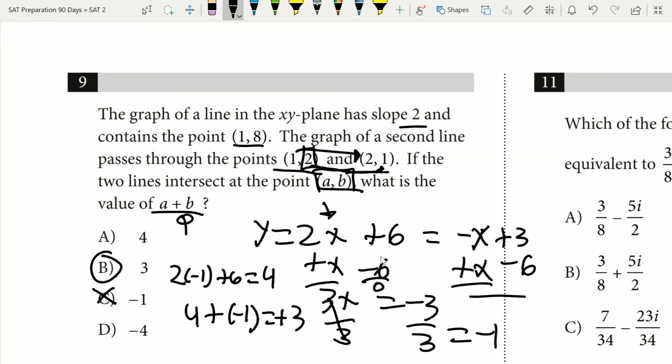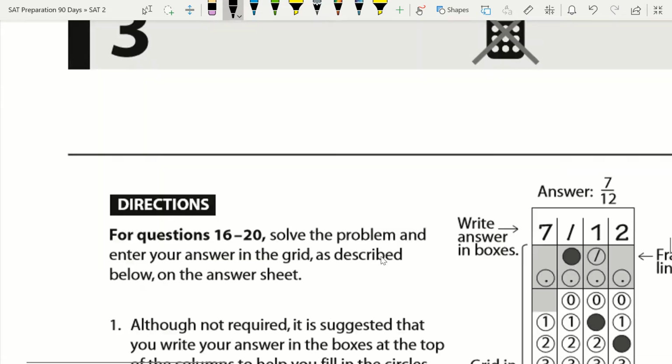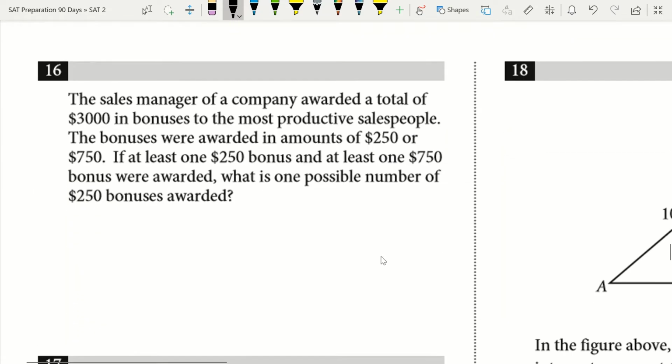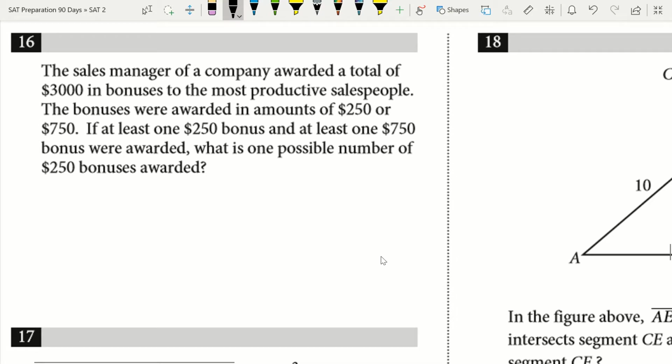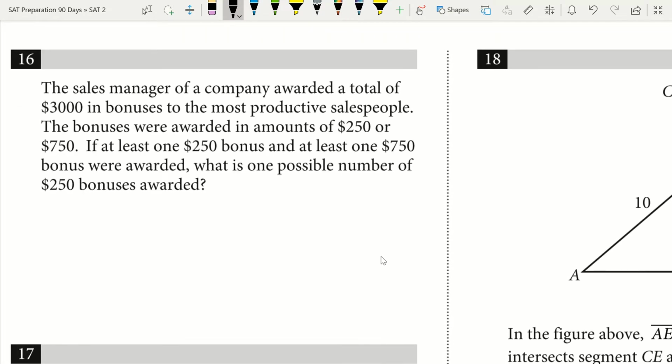At this point we go ahead and go down and answer 16 through 18 since they're going to be easier than 10 through 15 will be. So we have the sales manager. The sales manager of a company awarded a total of $3,000 in bonuses to the most productive salespeople. Bonuses were awarded in either $250 increments or $750. If at least one $250 bonus and at least one $750 bonus were awarded, what's one possible number of $250 bonuses?